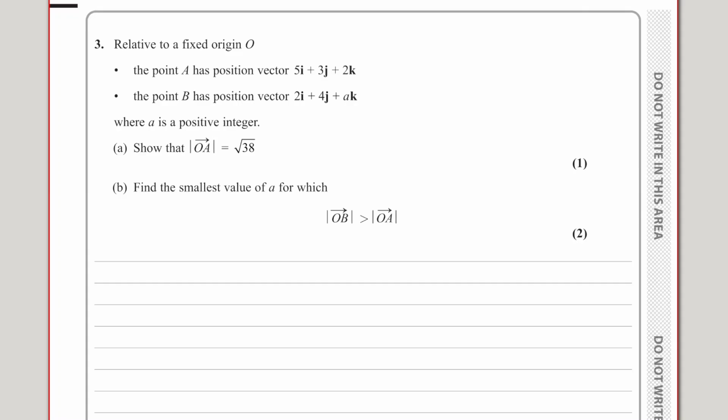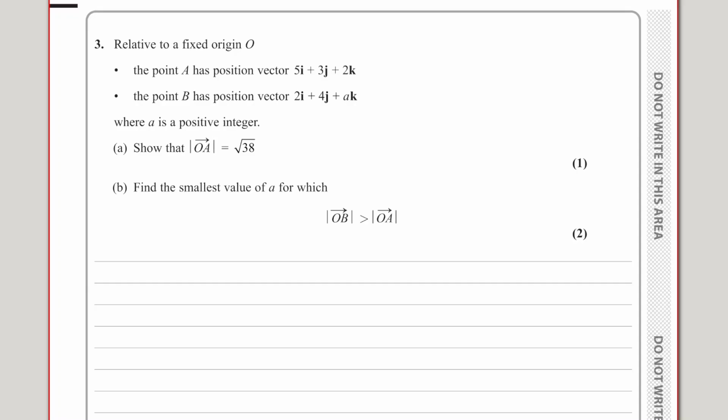Question 3. Relative to a fixed origin O, the point A has position vector 5i plus 3j plus 2k. Point B has position vector 2i plus 4j plus ak, where a is a positive integer. Show that the modulus of OA, the distance between O and A, is root 38.